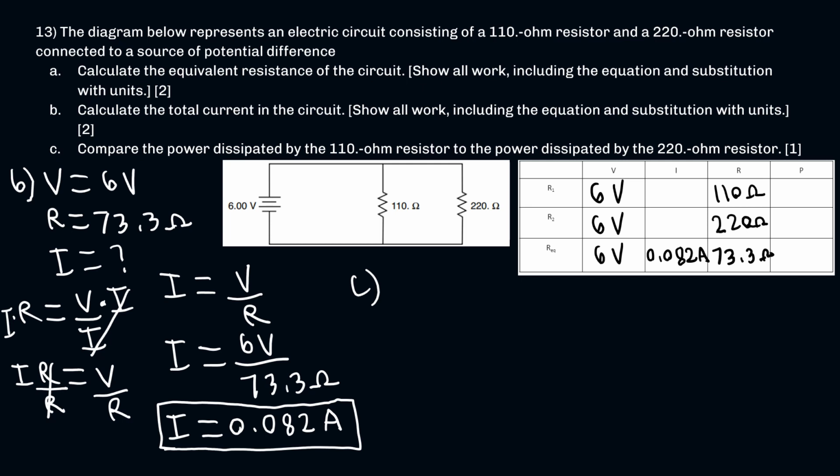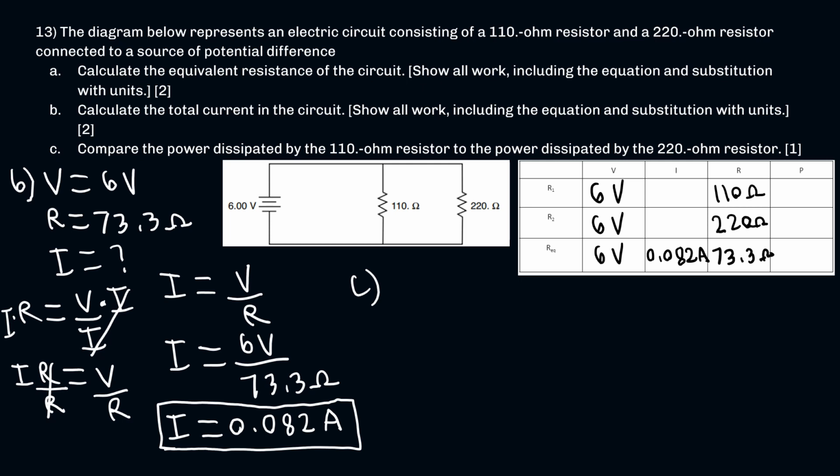So for each of my resistors on the VERP chart, if I want to find power, I'm looking for an equation that involves what I have here. So I have the voltage V for both of them. It's 6 volts, and I have my resistance.